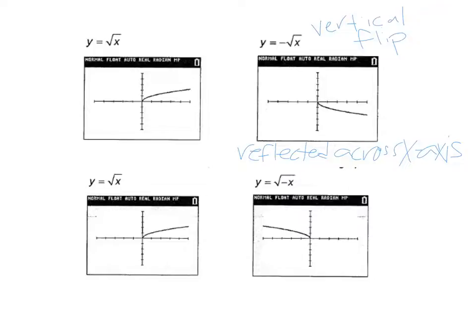If the minus goes inside the function, like the next example, then it's a horizontal flip, which is a left-right flip, and some books call that reflected across the y-axis.